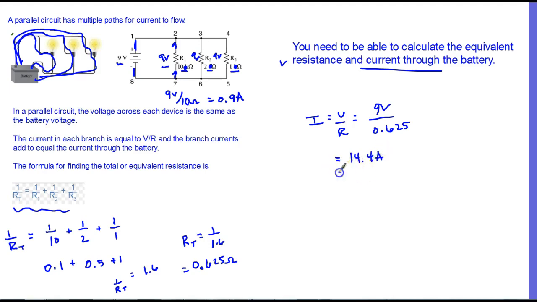And okay, I'm just going to tell you, this is a whopping lot of current. 1 ampere of current is deadly. The ampere is a huge unit of current. So 14.4 amperes, that would be really, really bad for you.